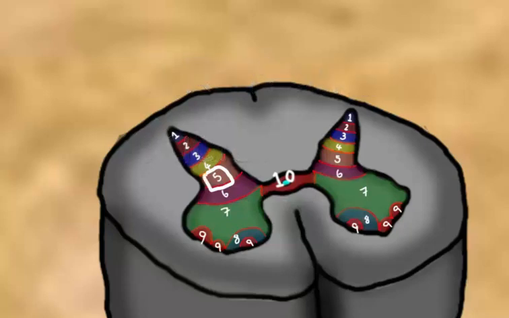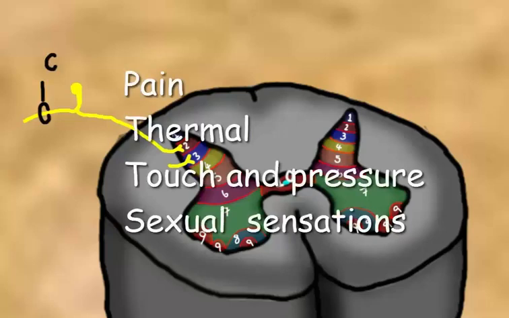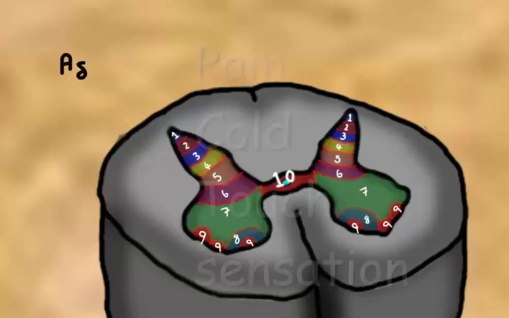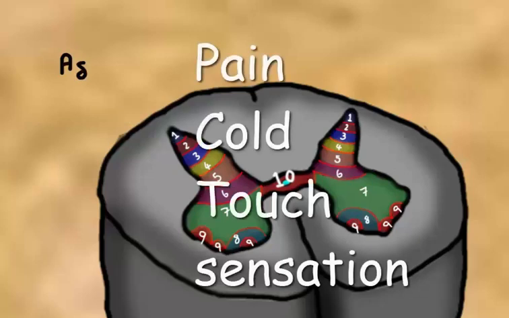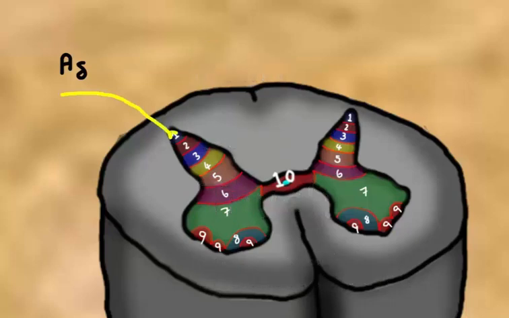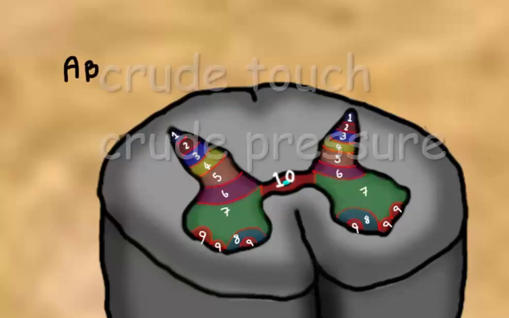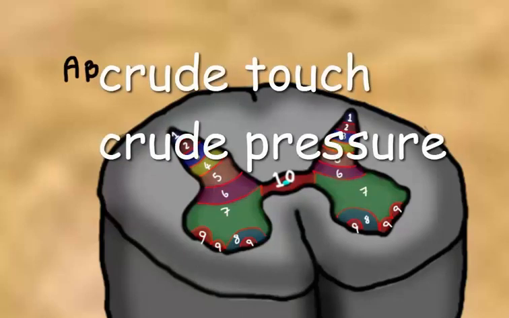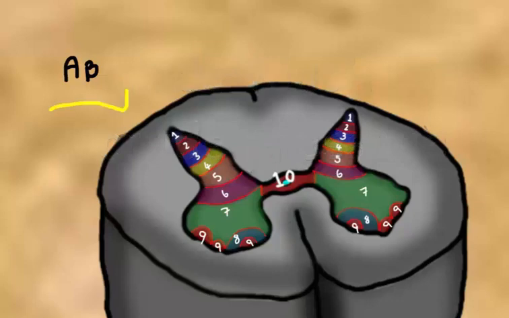Type C fibers transmitting signals of pain, thermal sensation, touch, pressure, tickle, itch, or sexual sensations, synapse with the second and third laminae. A delta fibers transmitting signals of pain, cold, and touch sensations, synapse with the first and fifth laminae. A beta fibers transmitting signals of mechanical stimulation, synapse with the third, fourth, fifth, and even sixth laminae.